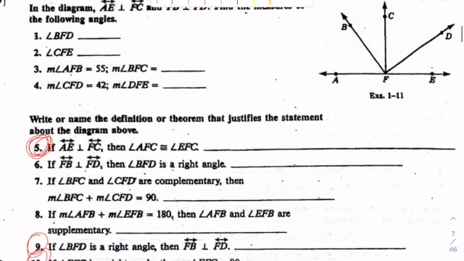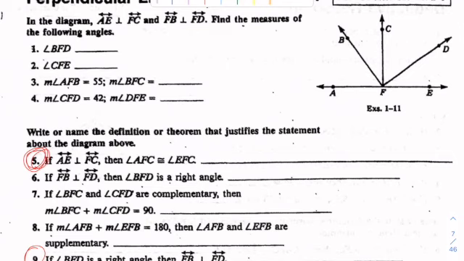So for this case, if AE is perpendicular to FC, where's AE? AE is perpendicular to FC, boom. Then angle AFC, where's AFC? AFC right here, boom, is congruent to EFC. So what does that mean? You're basically translating this into your theorem, the whole phrase.